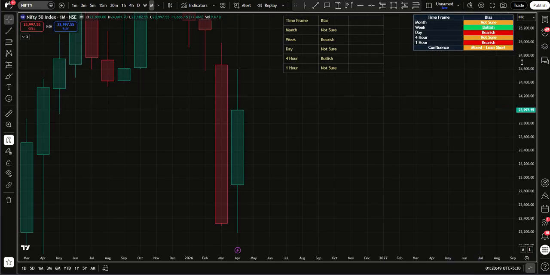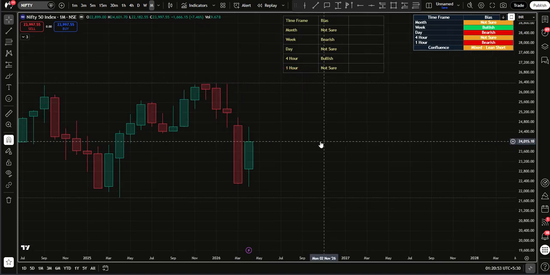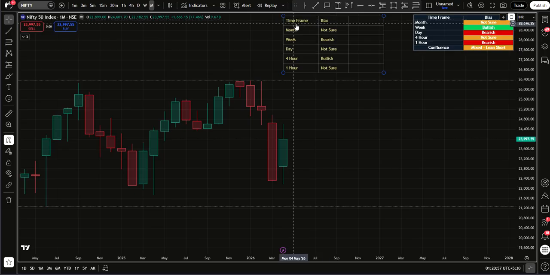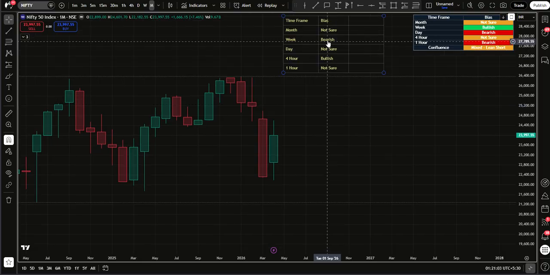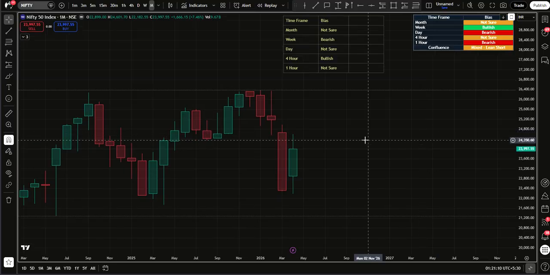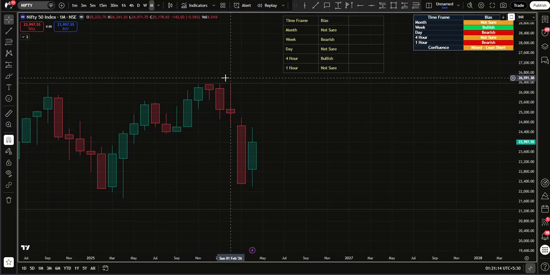Starting with the monthly time frame. So for anyone who is here for the first time, what we generally do is we input the biases on each time frame, starting from monthly all the way down to the hourly time frame. Manually input the biases, and this is an indicator that I'm testing, and we just compare the both of it. So this is the monthly time frame.